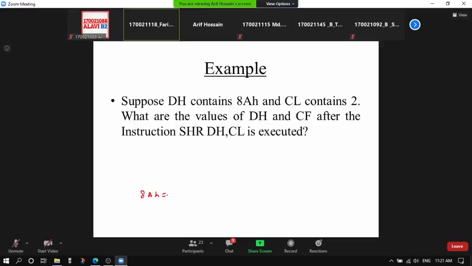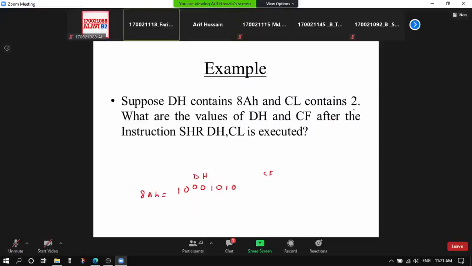1000, then 1010. 1010, exactly. So this is your 8AH and CL contains 2. What are the values of DH and CF after the instruction shift right DH, CL? Let this be your DH, and over here we have our carry flag. So how many shifts will be there? Tell me. 2 shifts.